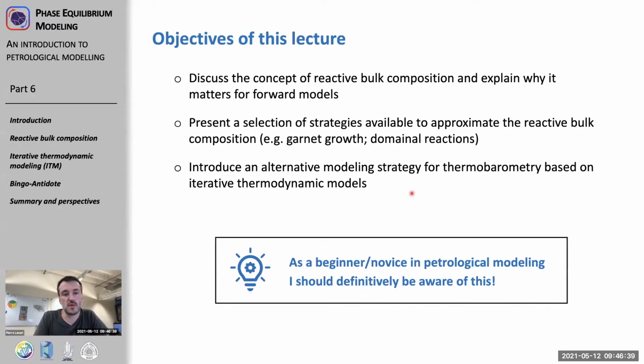So my objectives for this lecture are to discuss the concept of reactive bulk composition and explain why it matters for some specific cases when you use forward models. I want to present a selection of strategies that are viable to try to evaluate this reactive bulk composition. And then I will introduce an alternative modeling strategy for thermobarometry that is based on what we call iterative thermodynamic models. And the follow-up is the program Bingo-Antidote that is running those iterative thermodynamic models.